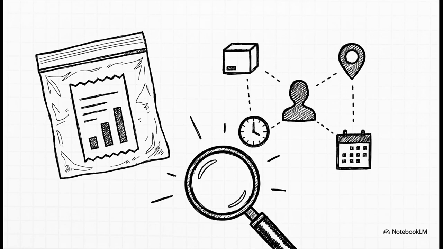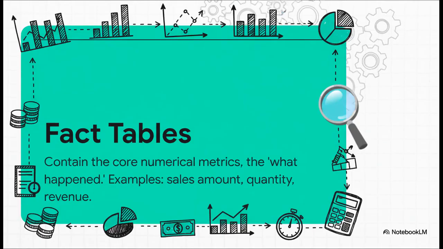Probably the easiest way to wrap your head around this is to think of it like a detective story, right? To solve any case, you really need two essential pieces of information. You need to know exactly what happened, and then you need all the context surrounding it. First up, you have the fact tables. This is the what happened. This is the cold, hard numerical evidence. The sales amount, the number of items sold, the total profit. These are the core measurements. You could say they're the indisputable numbers from the scene of the crime.